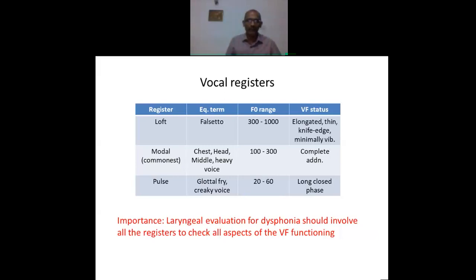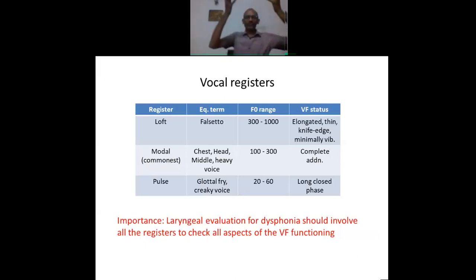Then there is the pulse, or what is called the glottal fry, creaky voice. One of the books mentions it as the "I am sick" voice. So you were trying to convey the message maybe over the phone that you are sick and weak. The voice that you use for that is called the pulse register. The F0 drops to 20 to 60 and you have a long closed phase. You're basically creating a voice through a long closed phase of the vocal fold.